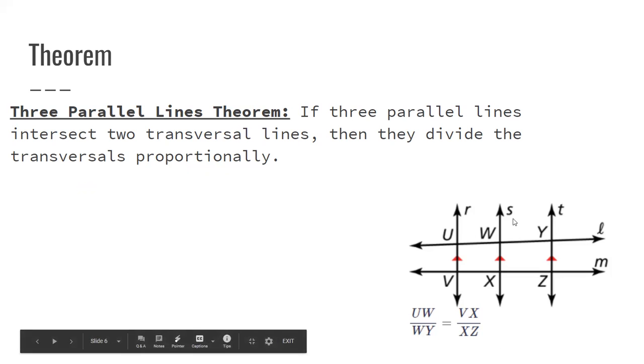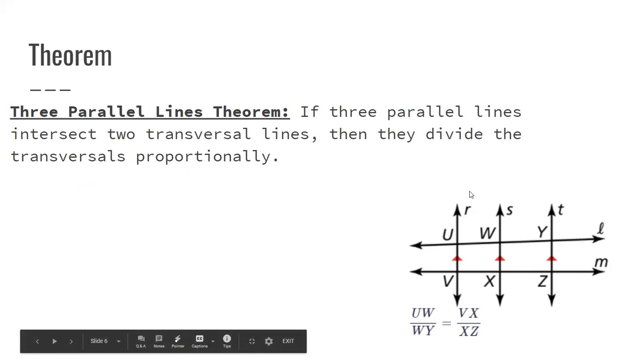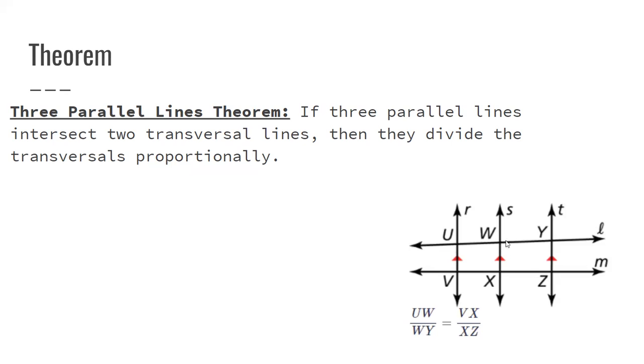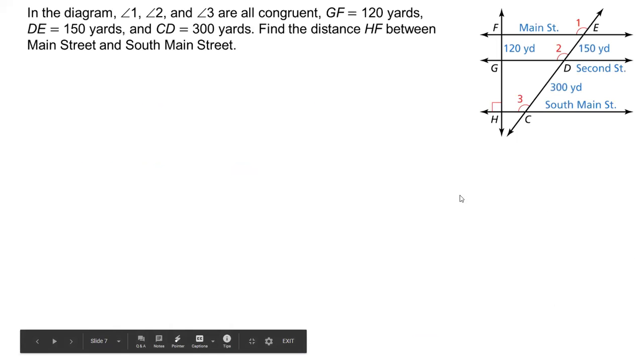So your three parallel lines are moving vertical R, S, T, and then your two transversals L and M. We don't know if they're parallel. They could be, but based on the diagram, it looks like they're not because they're not marked parallel, but that doesn't matter. What does matter is that these three lines are parallel. And what happens is the distance from UW over WY is the same proportionally as VX over XZ. So you can kind of connect the two intersections on one of your transversals and then compare that in a proportion with the other transversal.